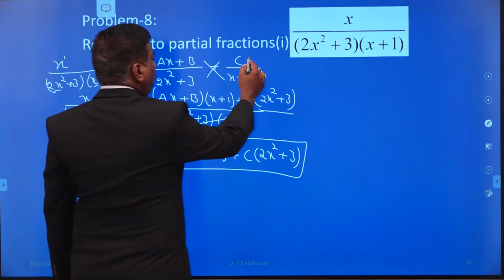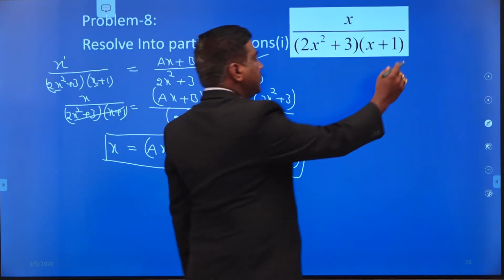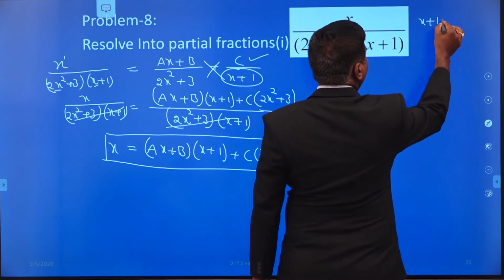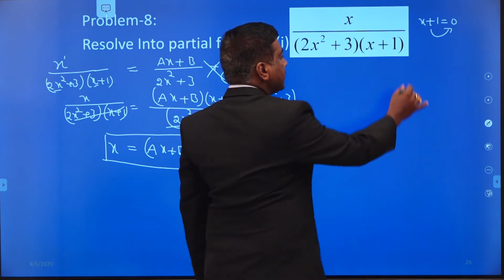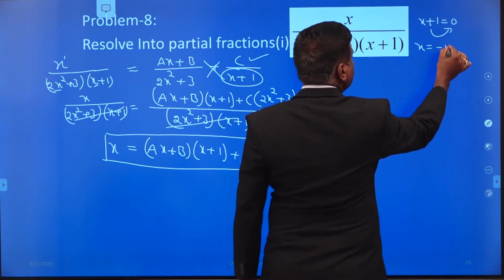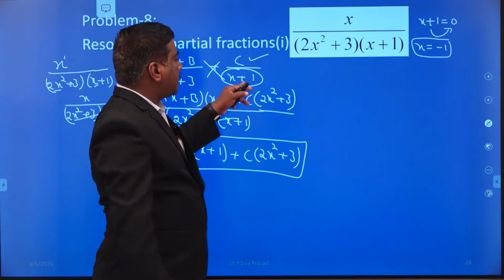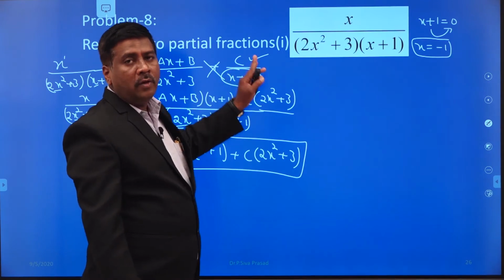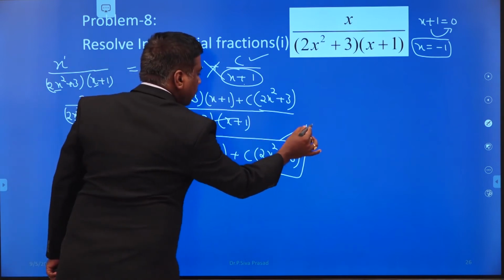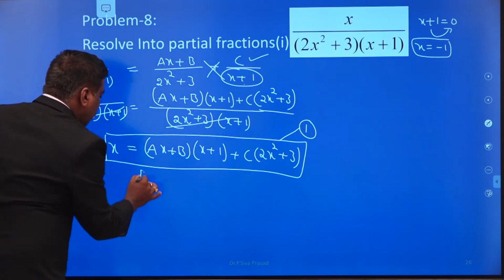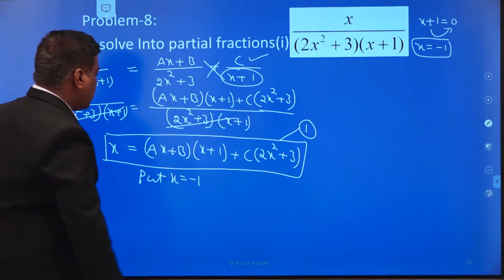Now, I want to find the value for C. Therefore, I have to substitute the value for x + 1 equal to 0. Simply, this is x + 1 = 0. Now, I have to bring this term to the right hand side, then automatically the sign will change. Then x equals minus 1. Therefore, we have to substitute x equal to minus 1, then we will get the value for C. So this is the first relation, how to assume it like this. So put x equal to minus 1.